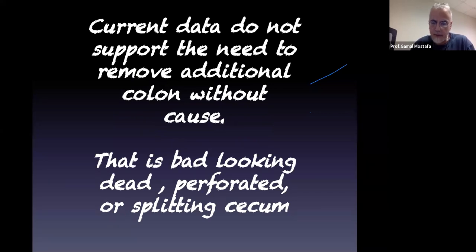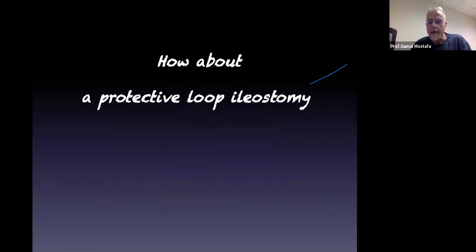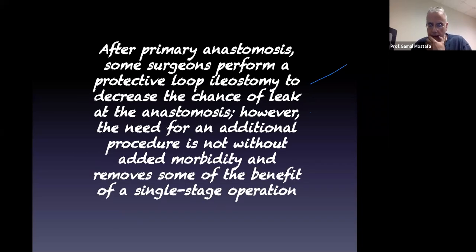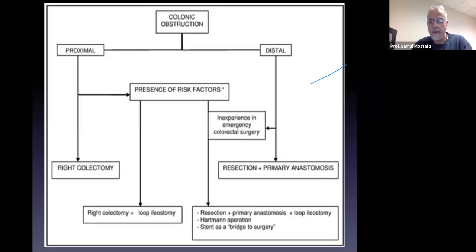So current data do not support the need to remove additional colon without a cause, so always do a segmental resection, unless you're really worried about cecal perforation in these instances. Right, so how about protective loop ileostomy? Yeah, absolutely. If you want to stay in the middle ground, do a primary anastomosis and do a protective loop ileostomy. So here's a nice algorithm we can go by.